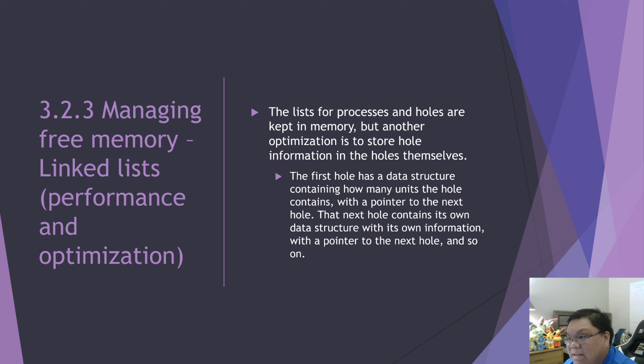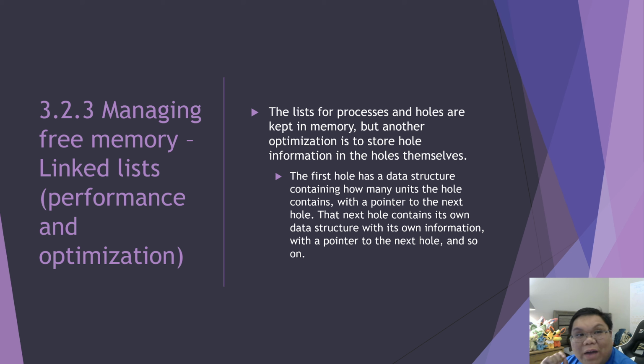So the lists for processes and holes are kept in memory, but if you want to be smart about it, hole information goes in the hole. The first hole contains a data structure that contains how many units are in the hole. And then there's a pointer to the next hole, and within that hole, there's hole information that says where this hole is and how large it is. And then there's a pointer to the next hole, and so on. So we put our linked list in the holes.